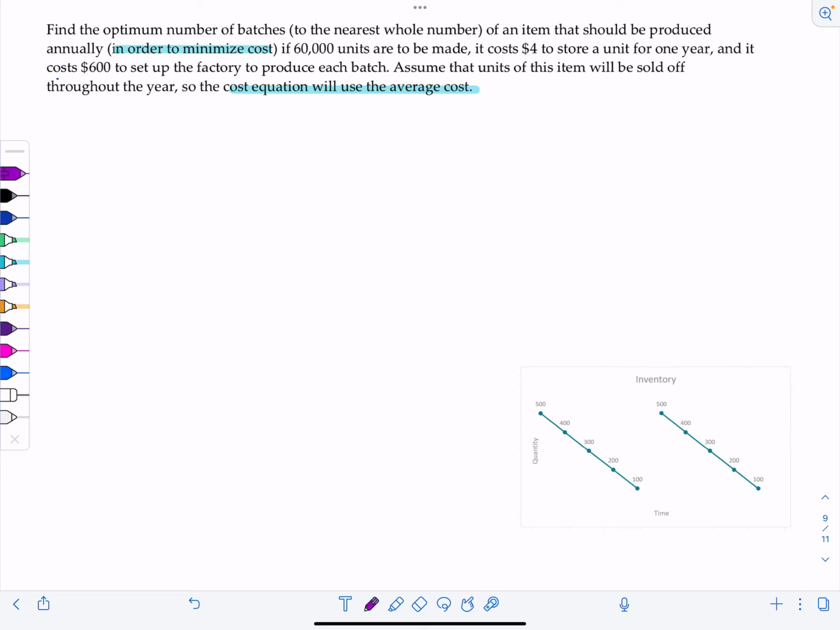I don't know. So let's let X equal the number of batches. Okay. And we're trying to make 60,000 units total. So how many units are in one batch? Well, 60,000 divided by X, right? So say you make 10 batches, then in each batch you would have 6,000, because you would take 60,000 divided by X. That's how many you're making each time.